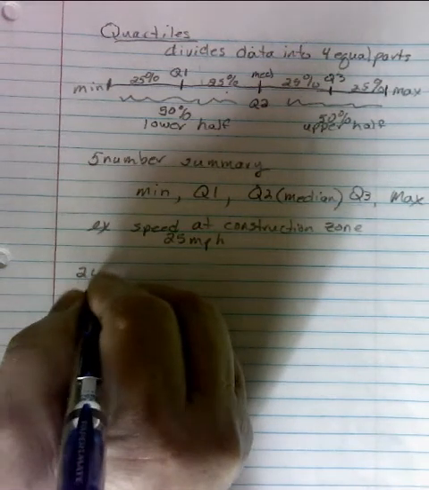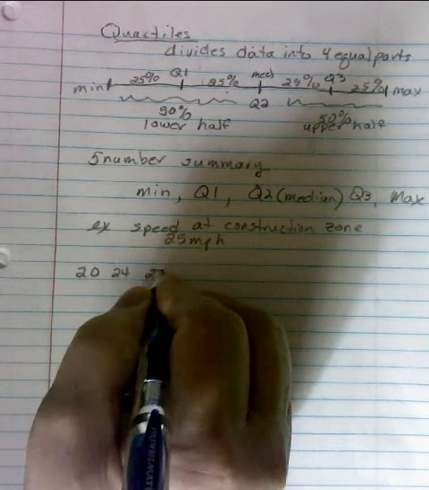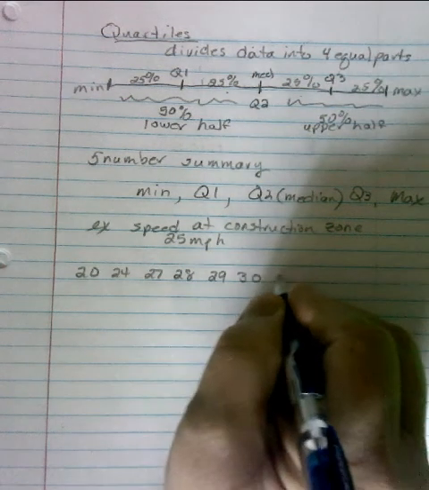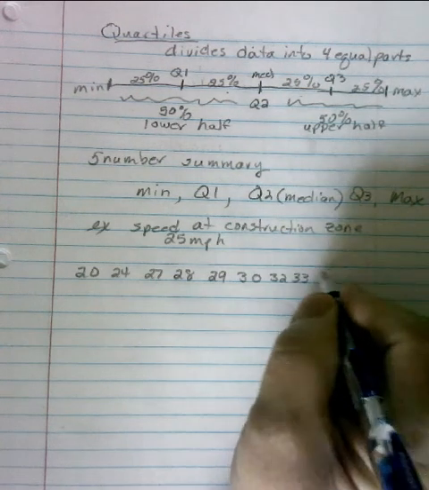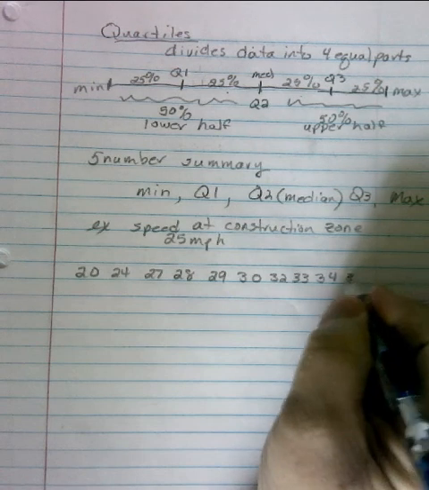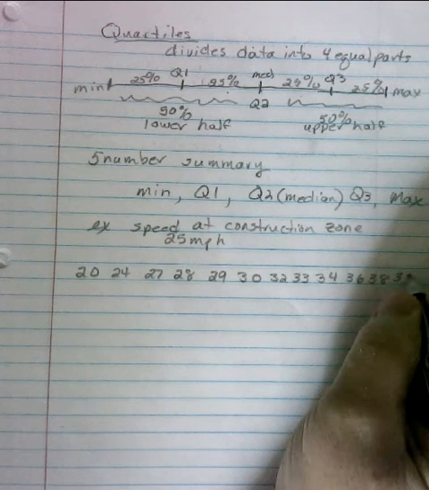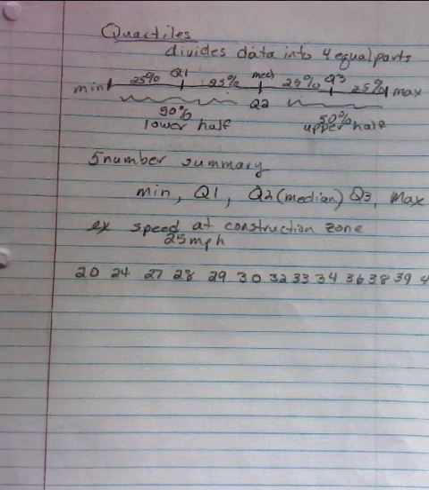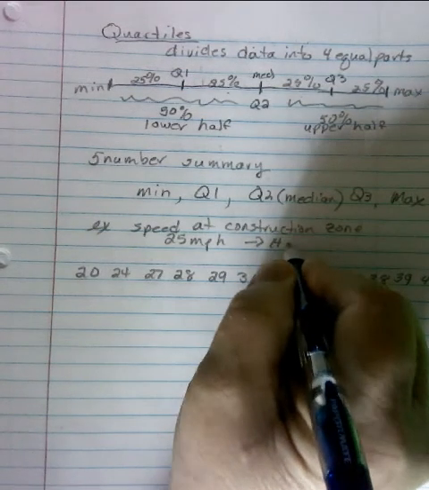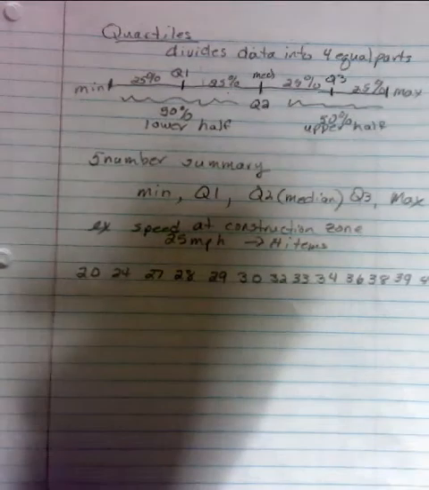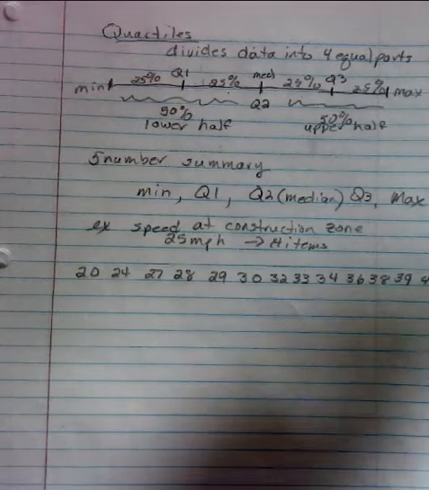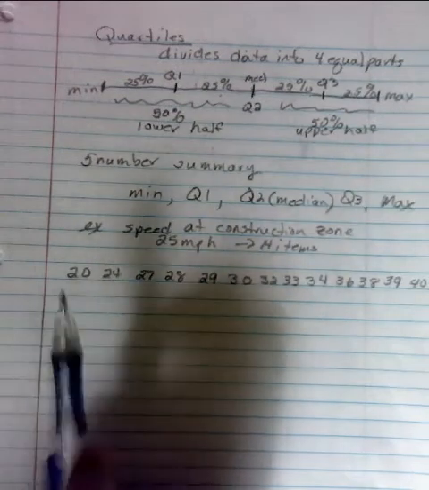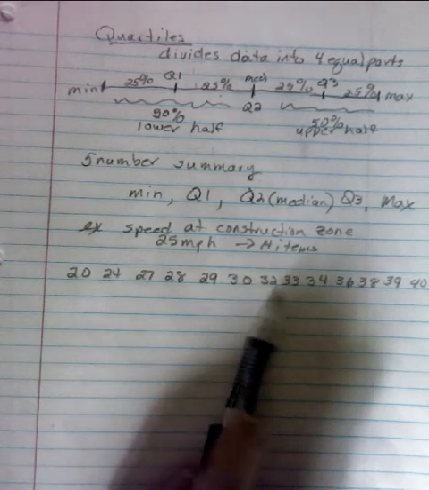So we have 20, 24, 27, 28, 29, 30, 32, 33, 34, 36, 38, 39, 40, and 40. So we have 14 items in our data collection. Now we know when we have an even number of items, in finding the median, that would be the two middle values averaged together. So let's find those middle values. 1, 2, 3, 4, 5, 6, 7, and the 8th value.